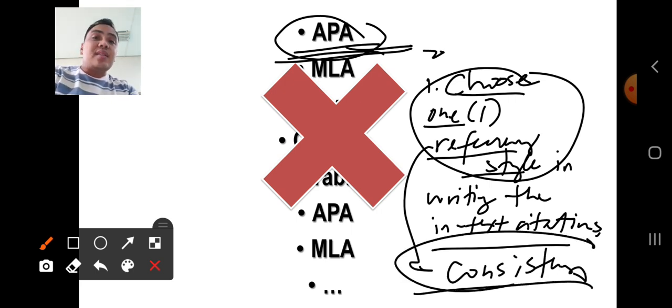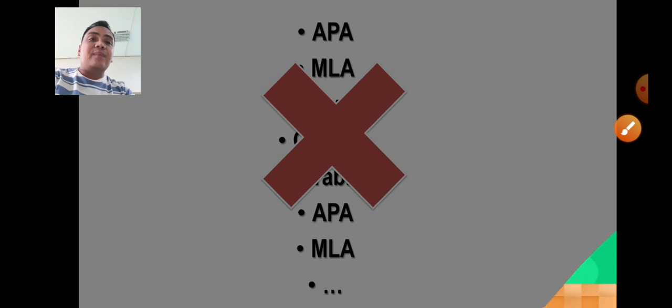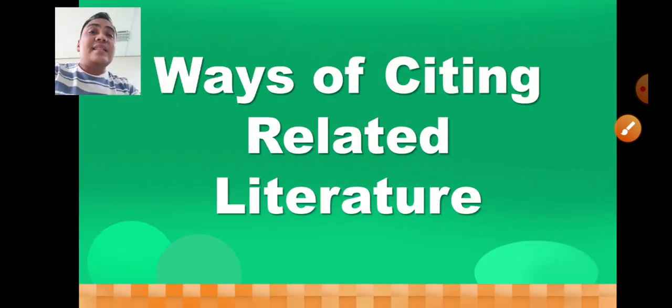So you should be consistent all throughout your paper to avoid confusion on the part of the readers. Choose only one referencing style in writing in-text citation to observe consistency. So that is the first one. Let's have the second way on how to write citations.